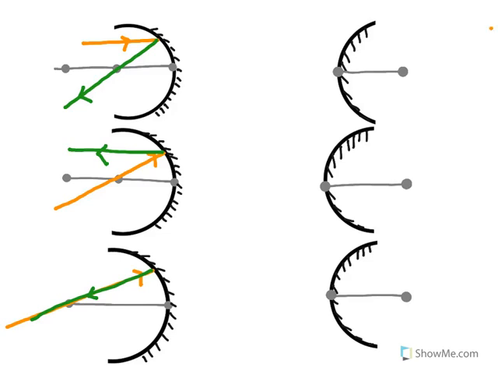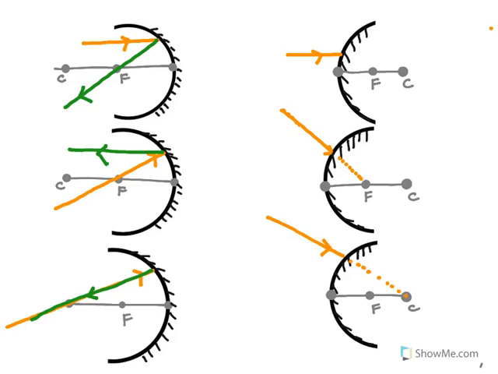Now let us see the rays for convex. Again we had 3 rays. One ray which was parallel to the principal axis, the other heading for the principal focus, and the third one heading for the center of curvature.